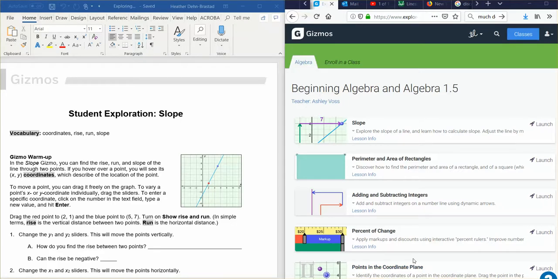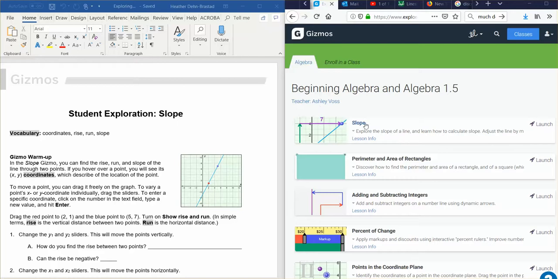In this video, we are going to look at an activity called Exploring Slope. So we're going to work with the Explore Learning, the Gizmo site for this. The directions on how to log in are at the bottom of the folder. Let me know if you have any problems with that.